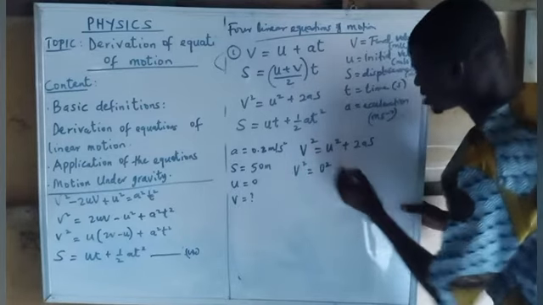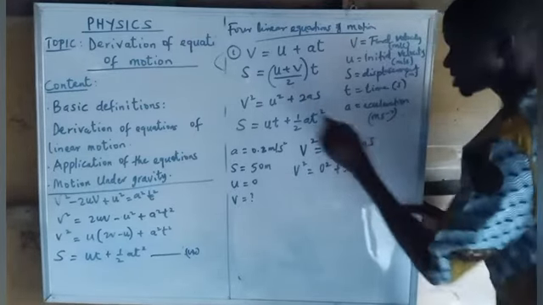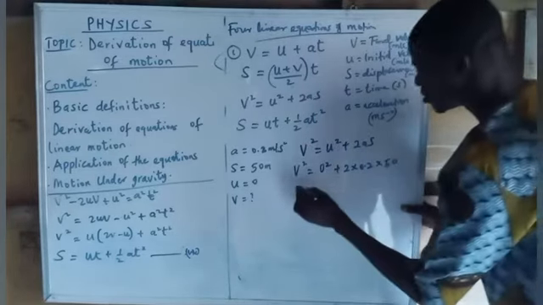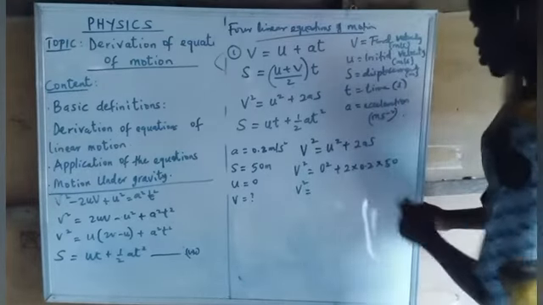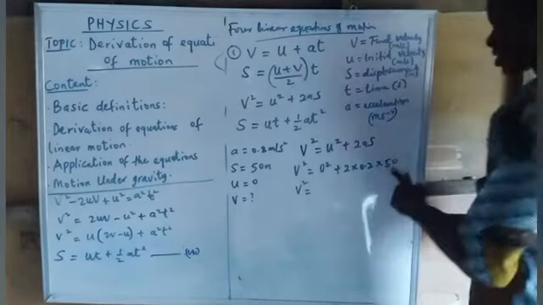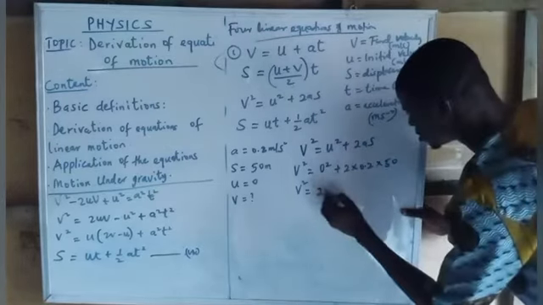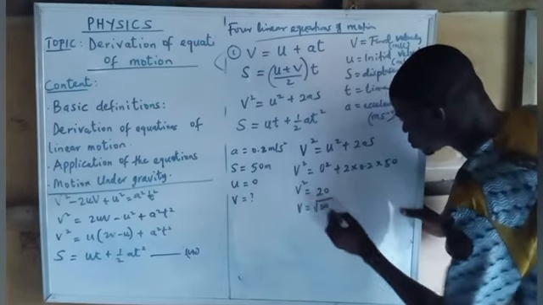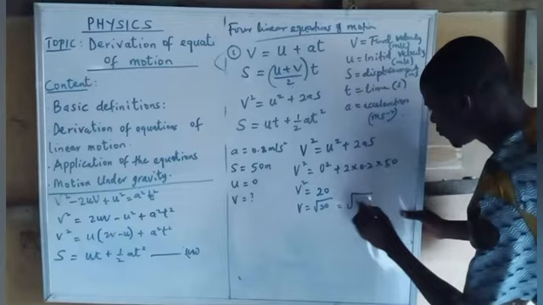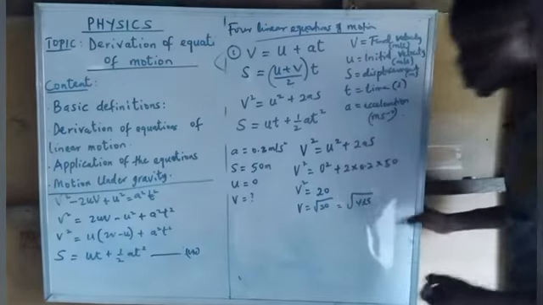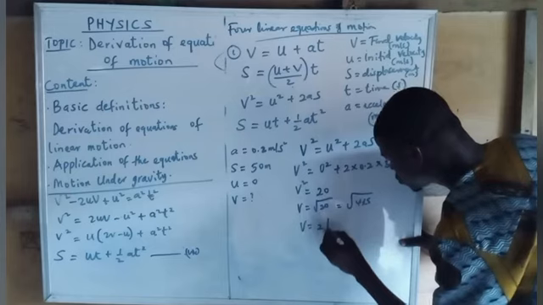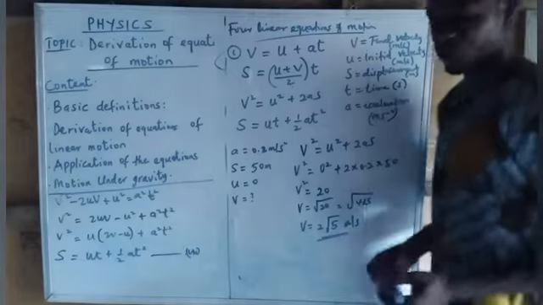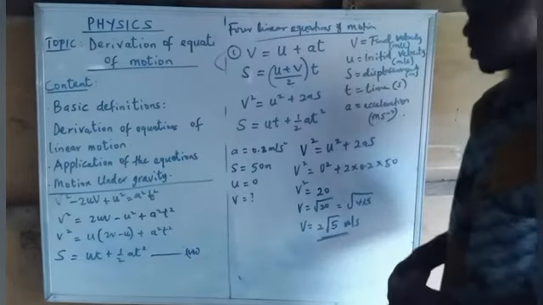Initial velocity is 0 squared, plus 2 times the acceleration, 0.2 meters per second squared, and the displacement is what? 50 meters. So if you calculate, 0.2 times 50 will give us 10. 10 times 2 will give us 20. Then you take the square root of 20. Therefore, v is equal to the square root of 20, which is the same thing as square root of 4 times 5. Square root of 4 is what? 2. And that gives us 2 root 5 meters per second in surd form. So this is the final velocity.